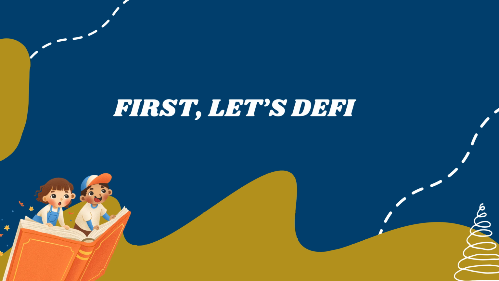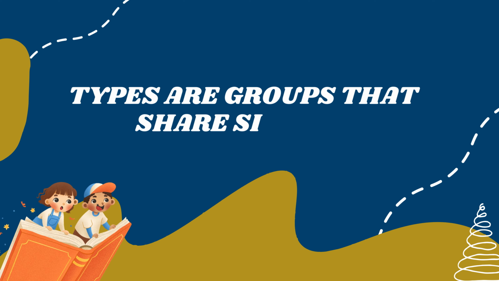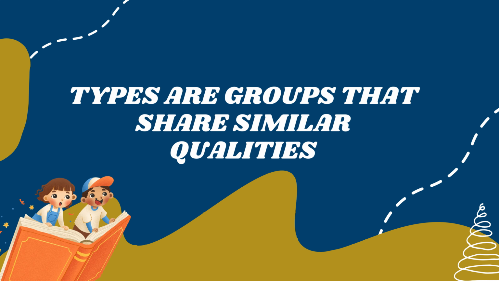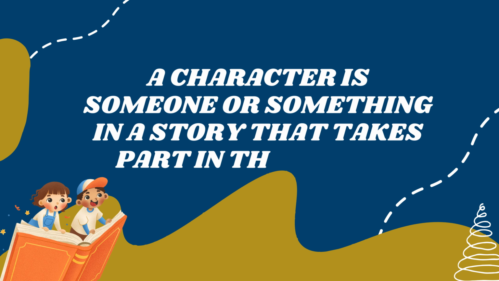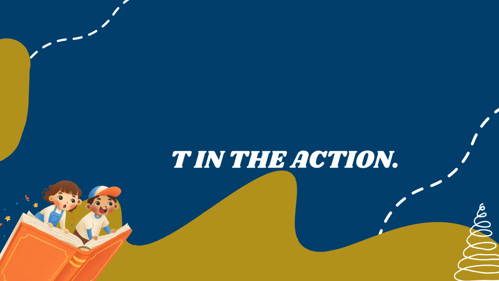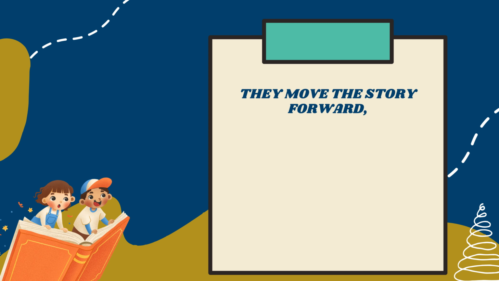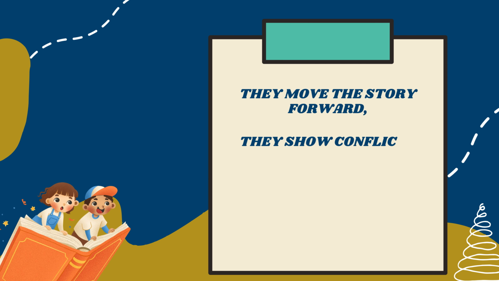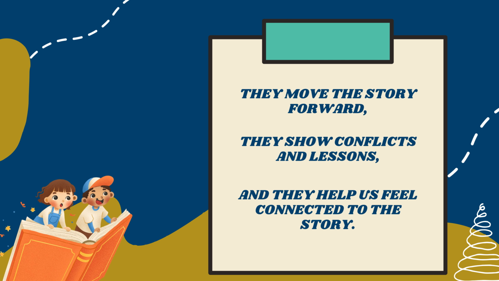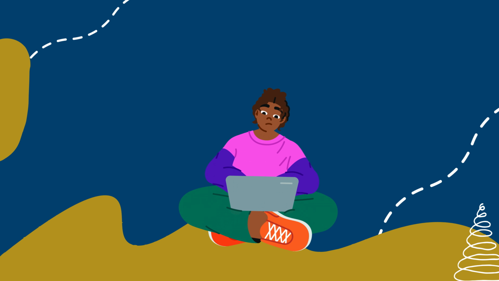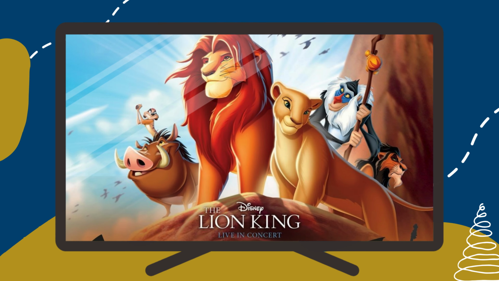First, let's define important words. Types are groups that share similar qualities. A character is someone or something in a story that takes part in the action. Characters are important because they move the story forward. They show conflicts and lessons, and they help us feel connected to the story. To help you understand better, we will use The Lion King as our story guide.